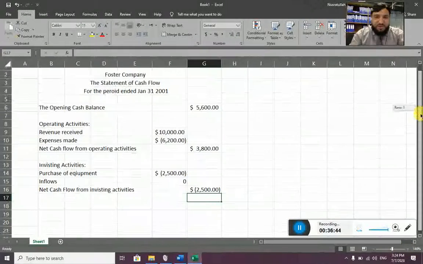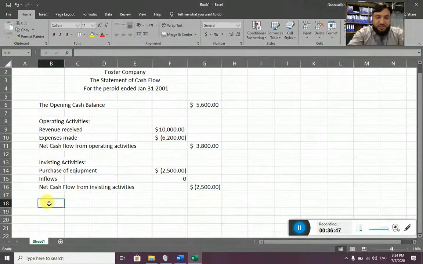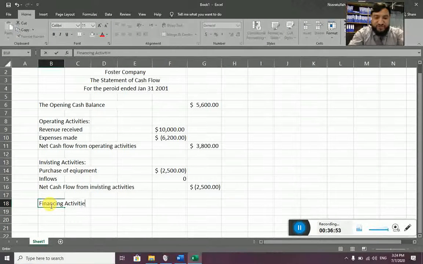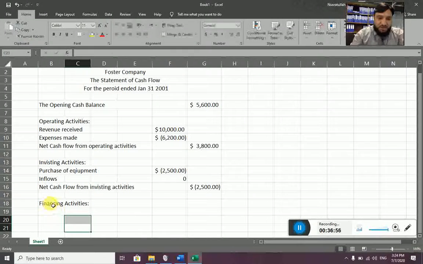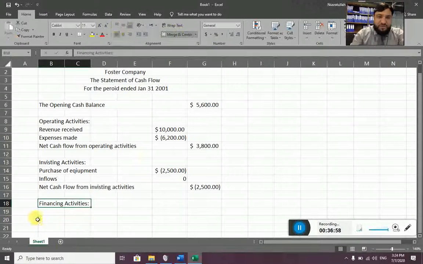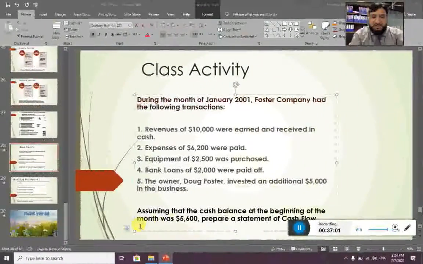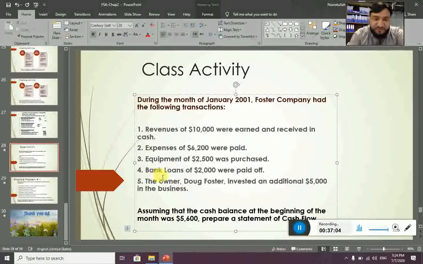Okay, at the end we have financing activities. Let's do formatting for this. Now let's see what financing activities we have there. The first financing activity is that there is a bank loan. Bank loan is paid out, so that is an outflow. And then there is investment by the owner, so the business has done financing from the owner, 5,000. There is an inflow of 5,000. So first we'll put the inflow, then we'll put the outflow.